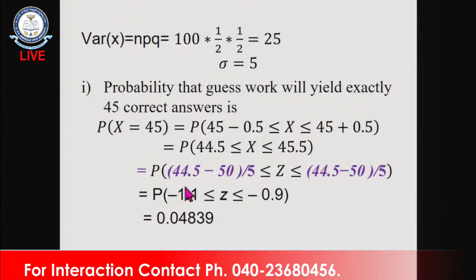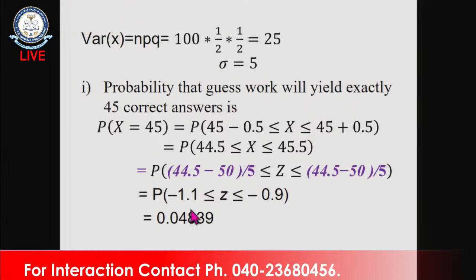Now I can convert these data into standard normal values, the general standardization procedure. It is 44.5 minus the mean value, mu is 50, divided by the standard deviation, is less than or equal to Z, which is less than or equal to 45.5 minus 50 divided by 5. By making use of the normal table, I got this value. It is a very low chance of expecting that answer, a very small value, 0.0483.